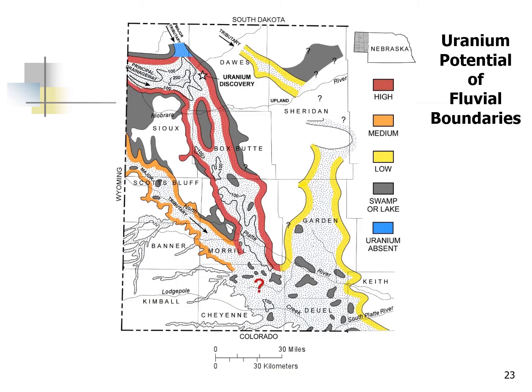This slide shows the distribution of basal White River sands in the Nebraska Panhandle. The uranium discovery is in Dawes County. It's marked with a star. That's about a 6-mile zone, about a quarter-mile wide, where uranium has been produced.